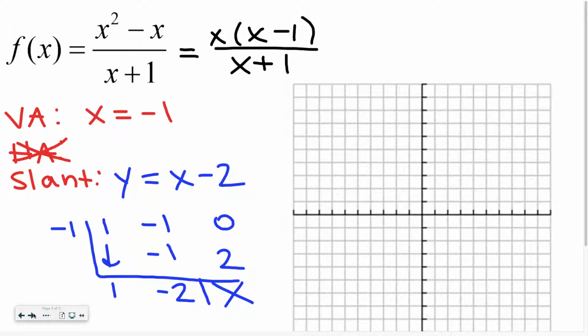Okay? So I'll just remind you, we went ahead and we factored it, but we couldn't cancel anything out. We identified our vertical asymptote to be x equals -1, since that's where our denominator was 0. We went through the division of numerator divided by denominator to get y equals x minus 2 for our slant asymptote. Okay, now we need to graph it. Okay, let's start with the vertical asymptote at -1.